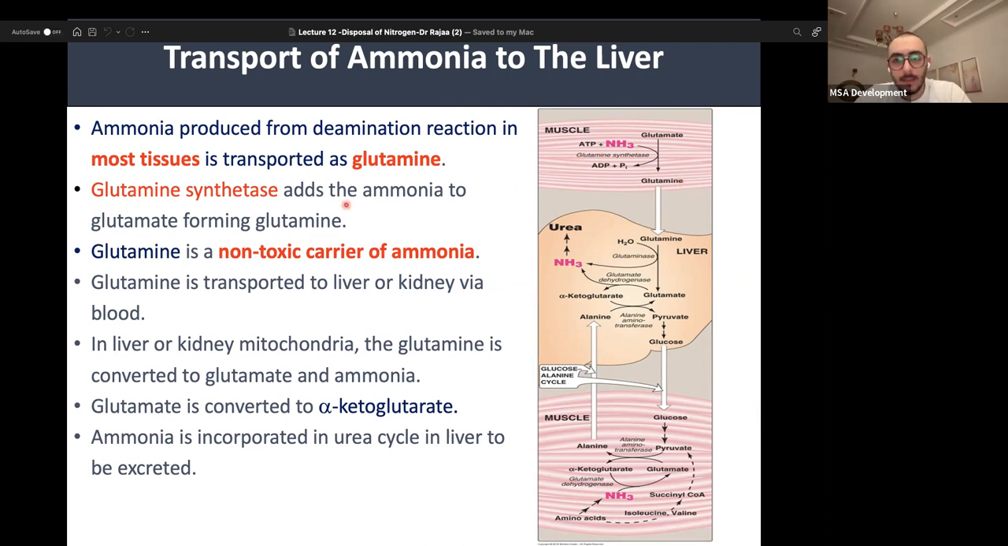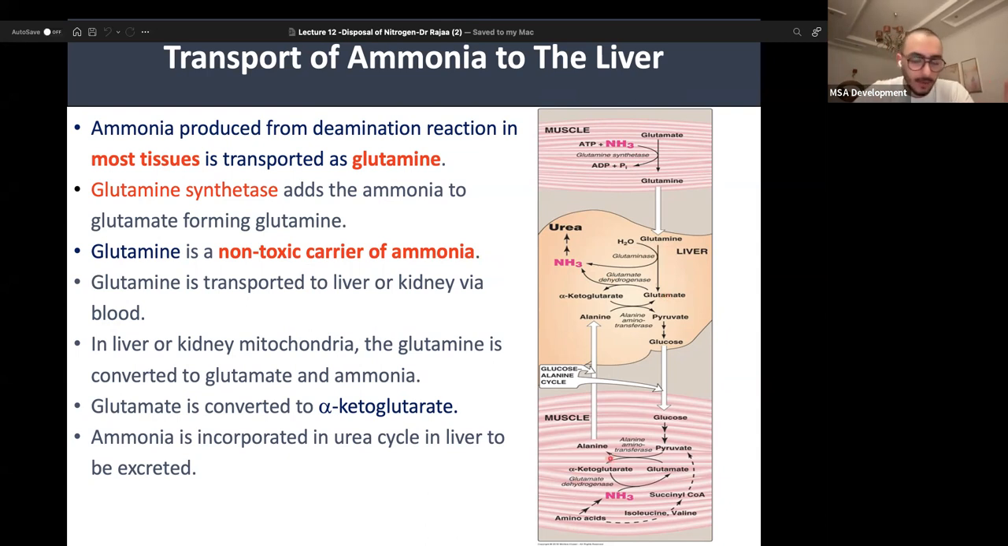As you can see here, this enzyme glutamine synthetase will take the ammonia and give it to glutamate, which is just another amino acid, another precursor in the muscle. This enzyme adds ammonia to form glutamine, and this glutamine will go to the liver to form glutamate again, to be reversed, because glutamine is the non-toxic carrier of ammonia. Pause here for a second.